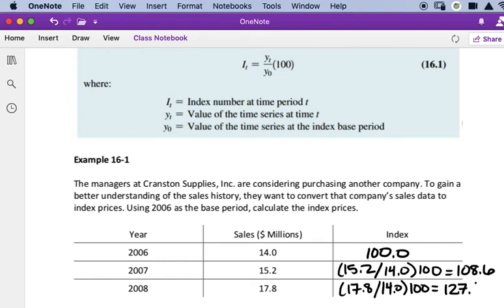And the nice thing about using the index numbers is it can give you a sense of the percent growth rather than looking at raw numbers where it's a little bit harder to see. So I can see like from 2006 to 2007, the growth increased 8.6%.